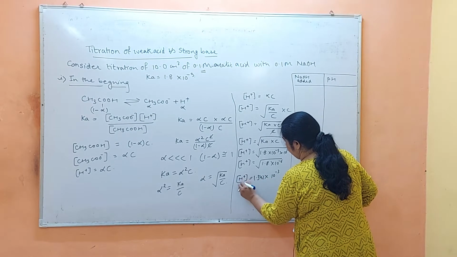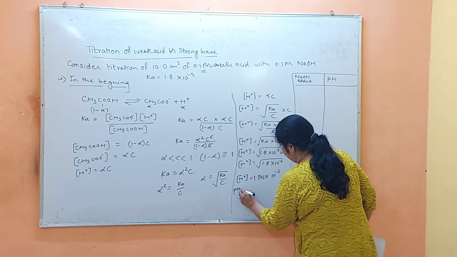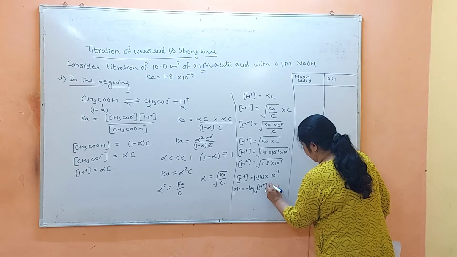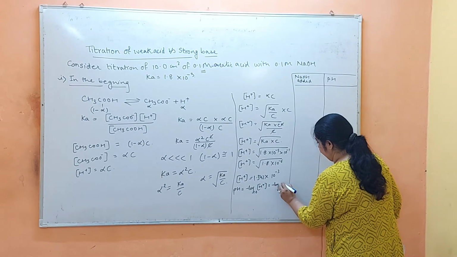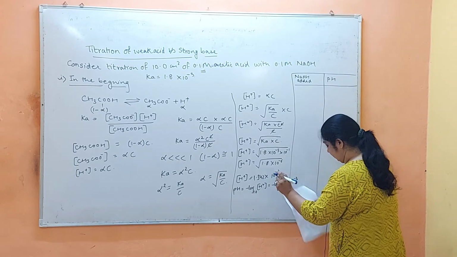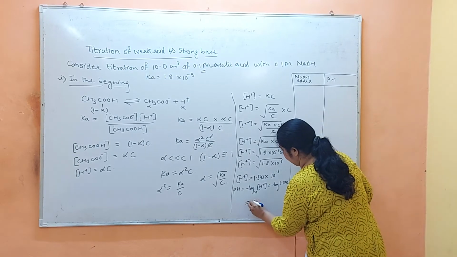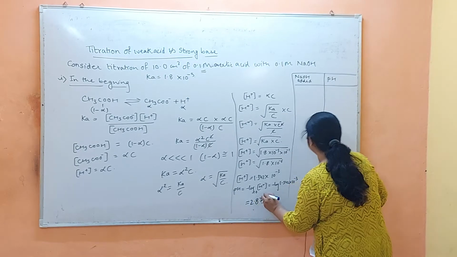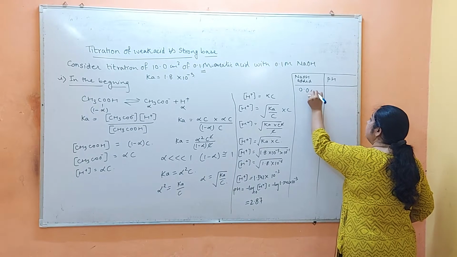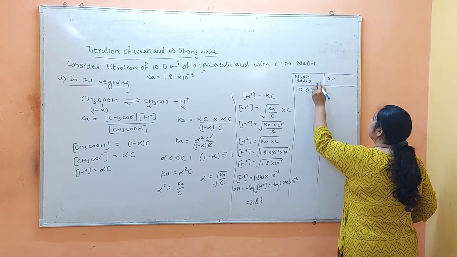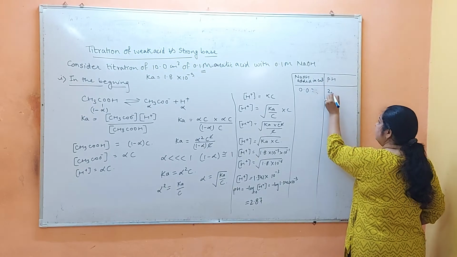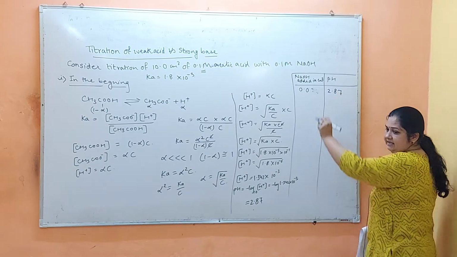Now we know that pH is equal to negative log to the base 10 of H plus ion. So negative log to the base 10 of 1.342 into 10 raised to minus 3 comes out to be 2.87. Alright. So when 0.0 cm cube of NaOH is added, the pH is 2.87. This is the first stage.